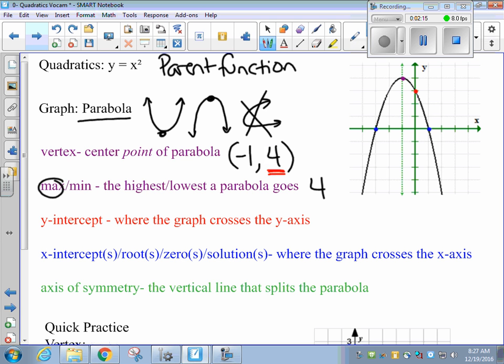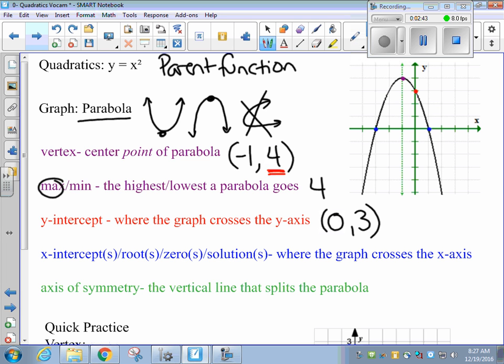All right, our next vocabulary word is y-intercept, which you should be familiar with from dealing with linear equations and y equals mx plus b. And just like before, this is where our graph crosses the y-axis. So this is labeled with a red dot on our graph, and we see this occurs at (0, 3). Now, just as with linear equations, our y-intercept occurs when x is 0.